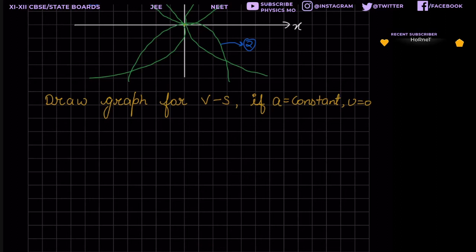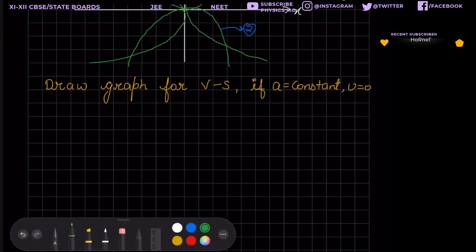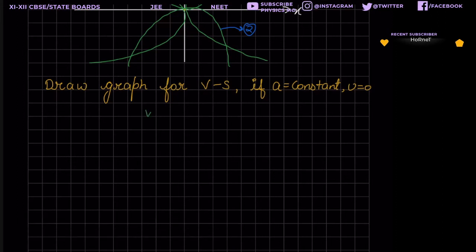So we have the third equation to apply because they are talking about V and S, so there is no equation that involves V and S, which is final velocity and displacement, other than the third equation. So the equation that we will apply is the third equation, and that will be V square is equal to U square plus 2AS.